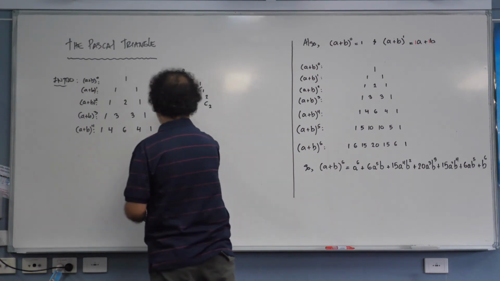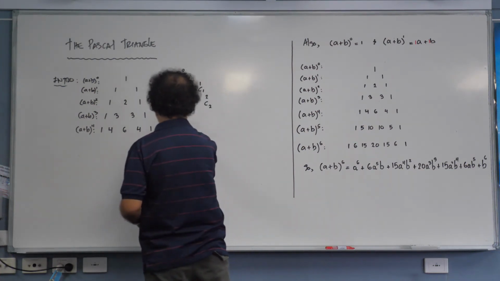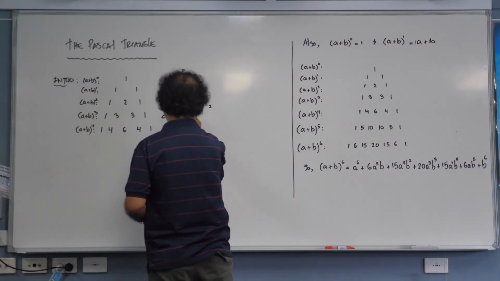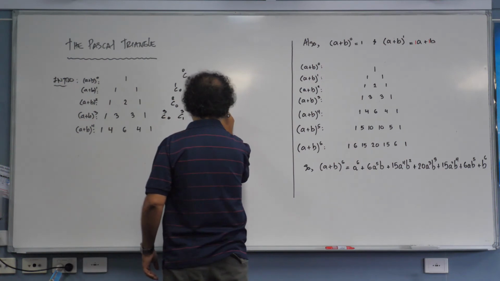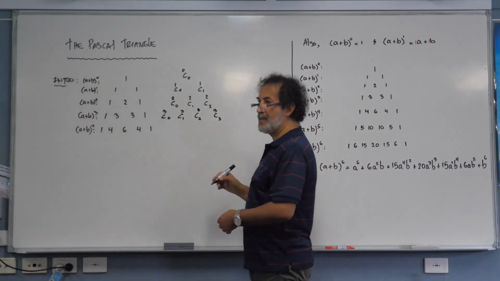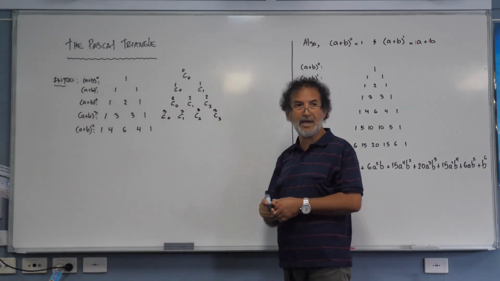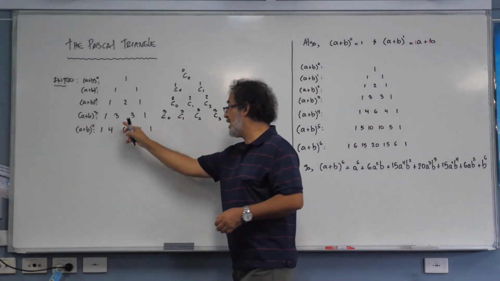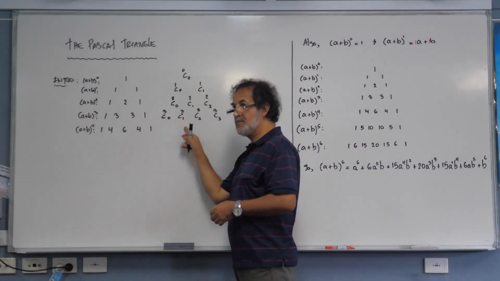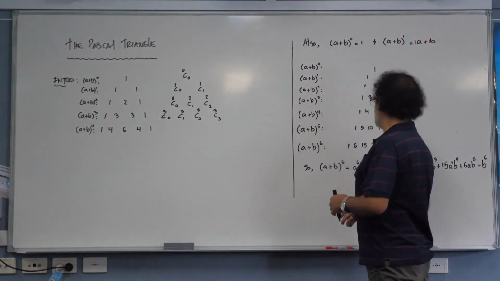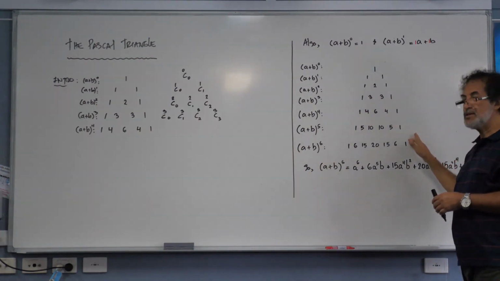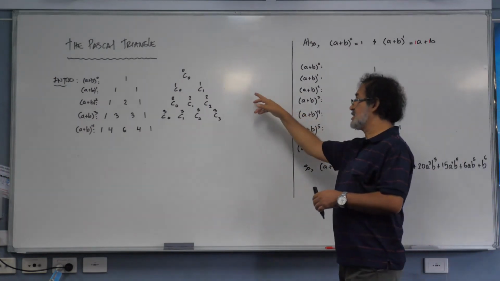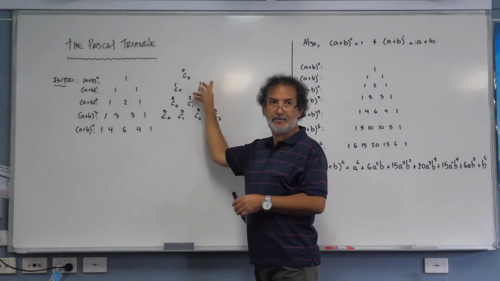Okay, so start again. 3C0, 3C1, 3C2, and 3C3. So if you put that and you do the calculation, you're going to have 1, 3, 3, 1. All right? Can you see that? So that means that we can rewrite the Pascal triangle using these combination things.